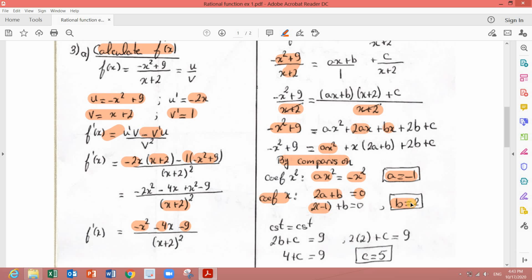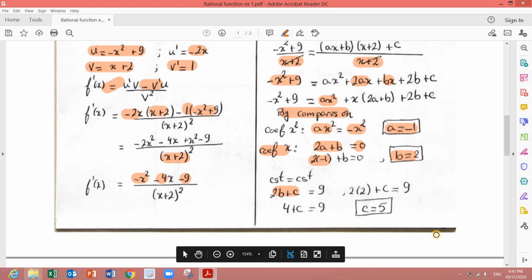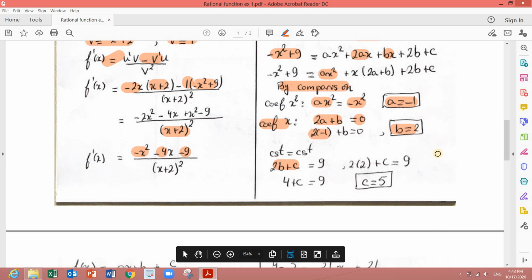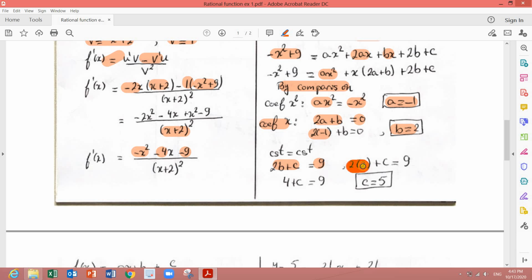Now constant equals constant. The constant on the right side is 2b plus c, and the constant on the other side is 9. So we say 2b plus c equals 9. b is determined, we found b equals 2. So 2 times 2 plus c, 4 plus c equals 9, and c will be equal to 9 minus 4, which is equal to 5.